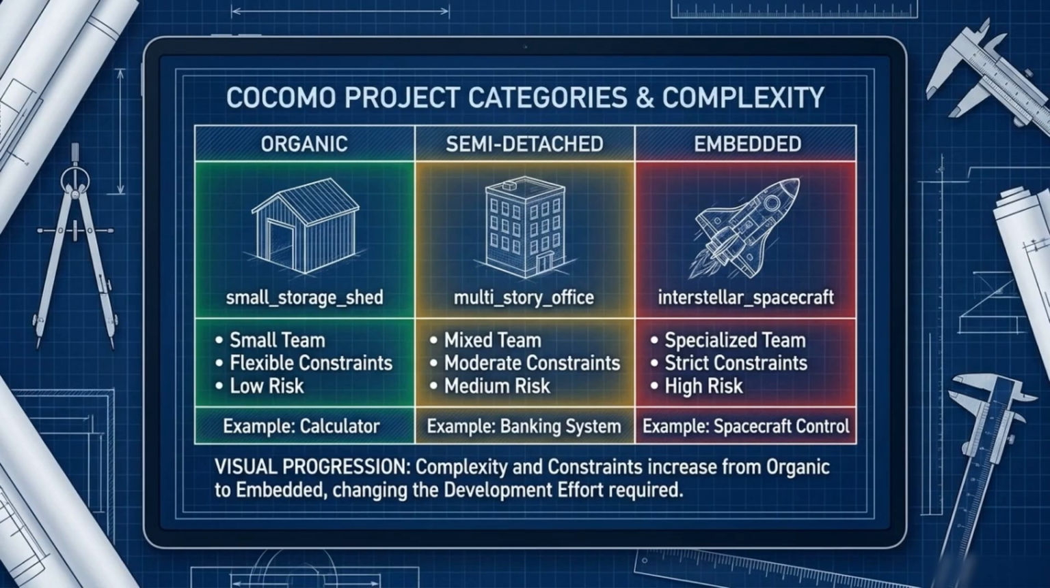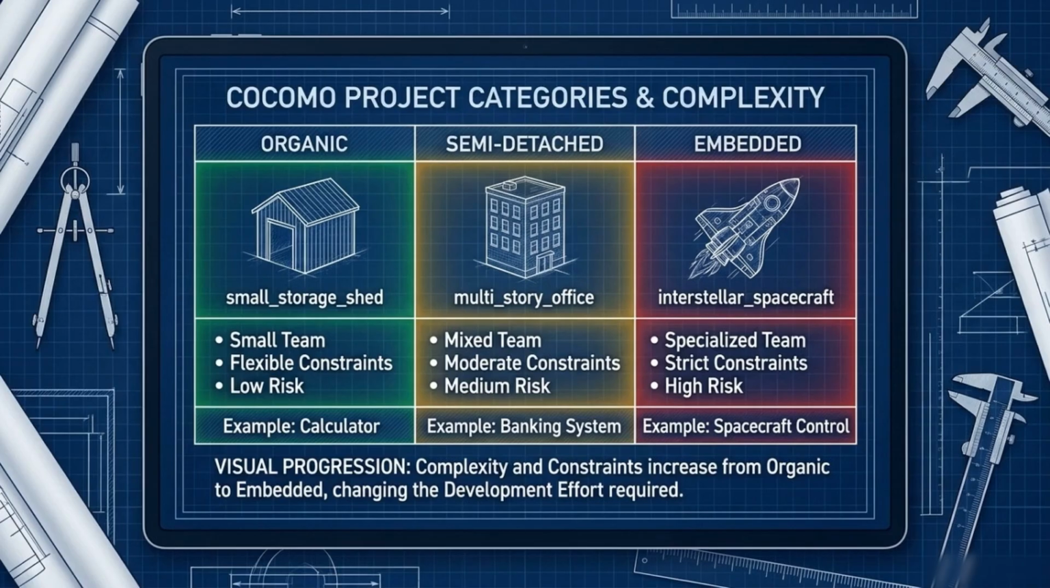The first column is for organic projects. These are small, familiar projects with flexible requirements, like building a basic calculator app. The second column shows the middle tier, semi-detached projects. These involve medium complexity, a mix of experienced and junior team members, and moderate constraints. A banking inventory system fits perfectly here.